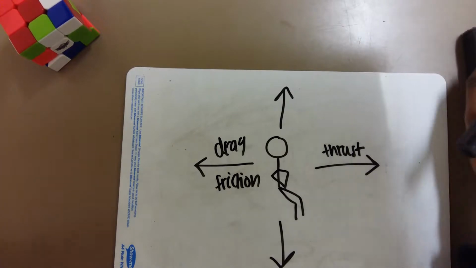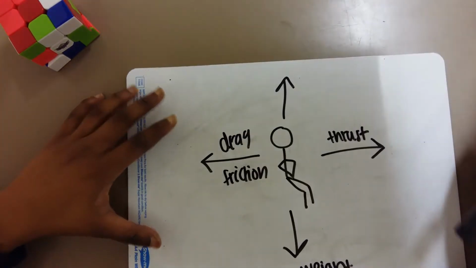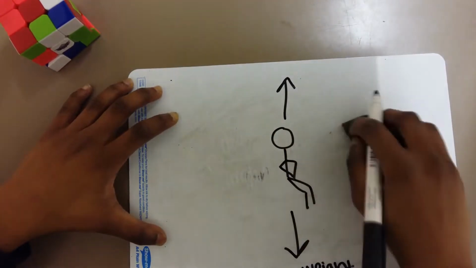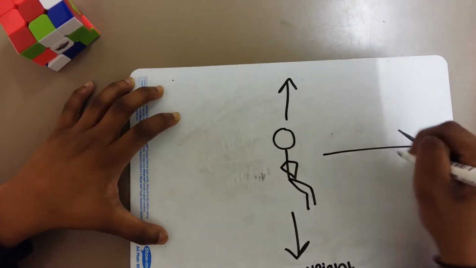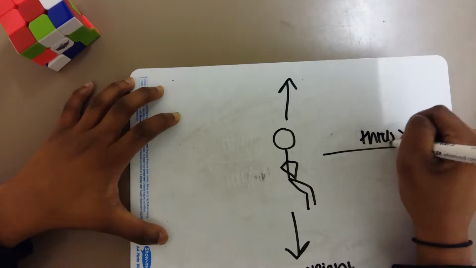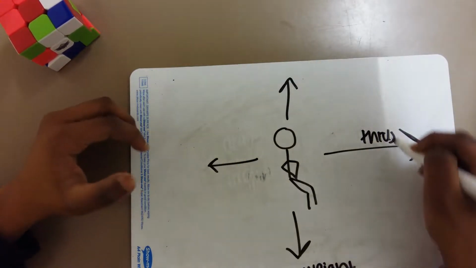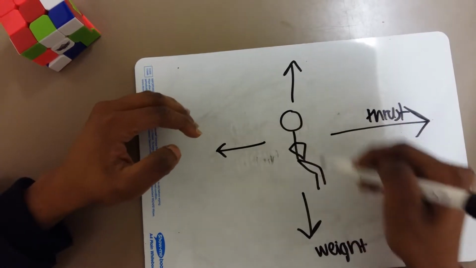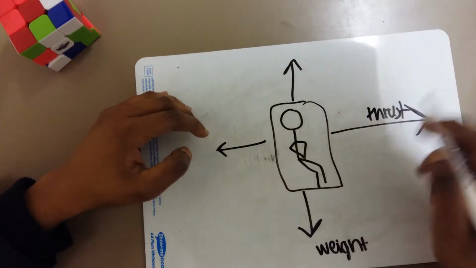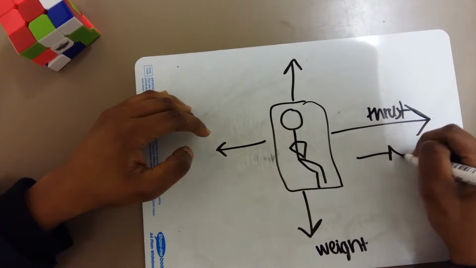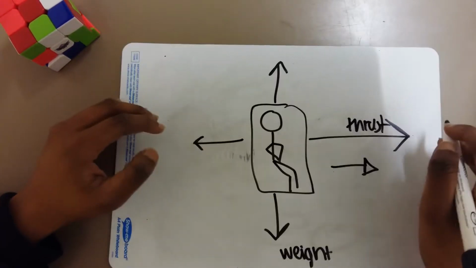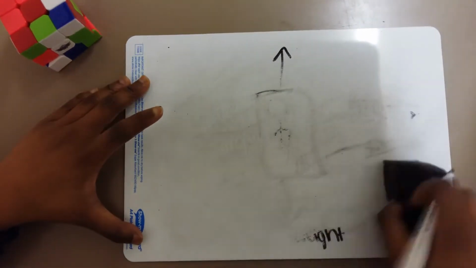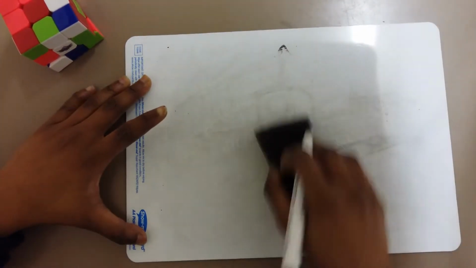You get the point. So basically, when one of these forces is greater than another force, you move in that direction. Let's say the thrust is greater than this arrow here. So how do you move in this situation? Well, you will accelerate in the direction of the greater force, because there are unbalanced forces acting on the object.